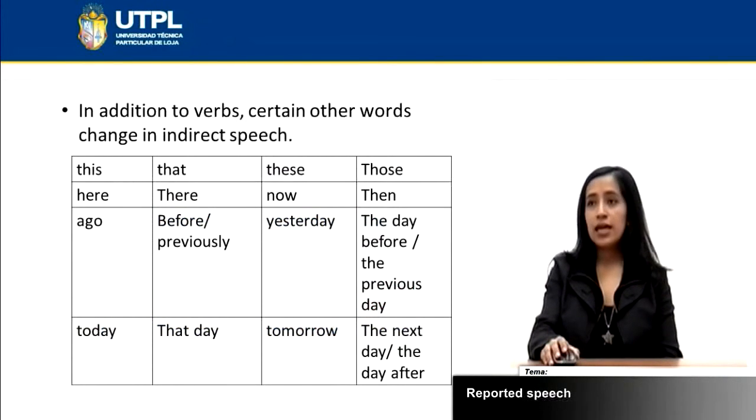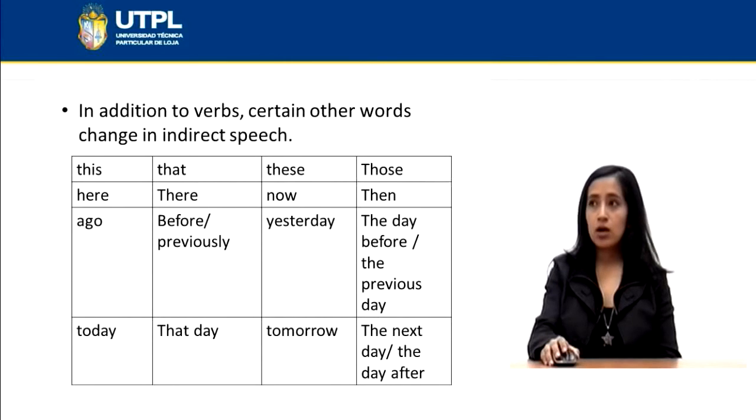As I told you, in addition to verbs, certain other words change in the indirect speech. For example, this changes to that. These changes to those. Here changes to there, now changes to then, ago to before or previously, yesterday to the day before or the previous day, today changes to that day, tomorrow changes to the next day or the day after.